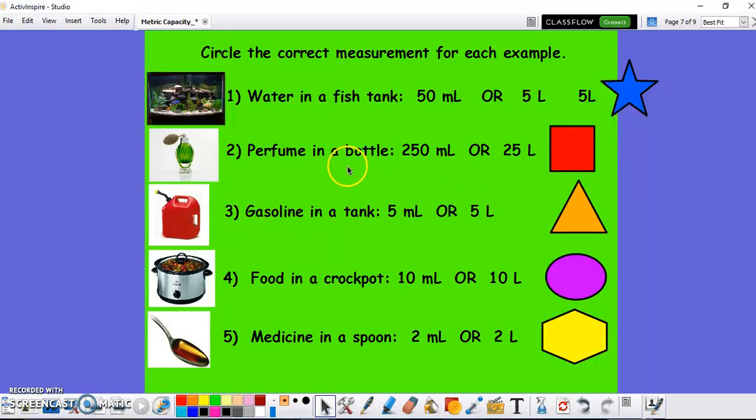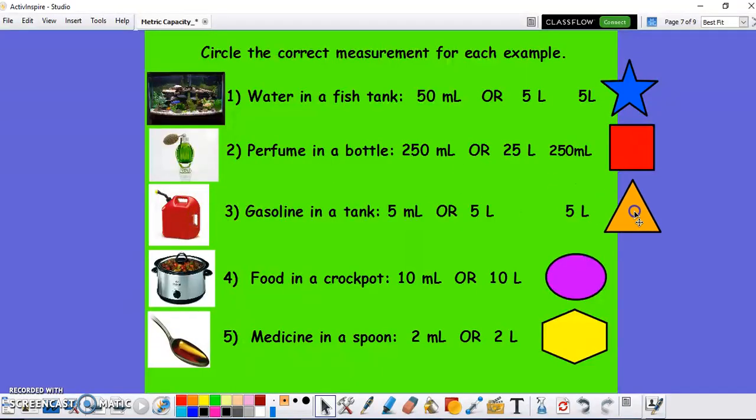How about perfume bottle? The amount of perfume in a perfume bottle, 250 milliliters or 25 liters? In this case, I'd go with the smaller unit of capacity measurement, which would be 250 milliliters, because we're talking about droplets of perfume in here. How about gasoline? Gasoline in a tank, 5 milliliters or 5 liters? Again, when we're talking about larger units of capacity, like in a gasoline tank, we would use liters. 5 liters is my answer.